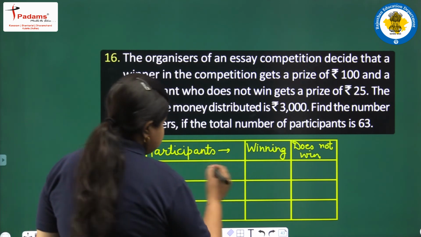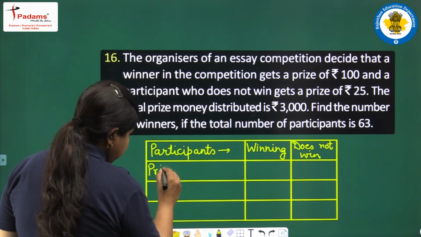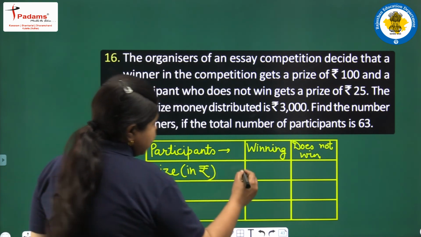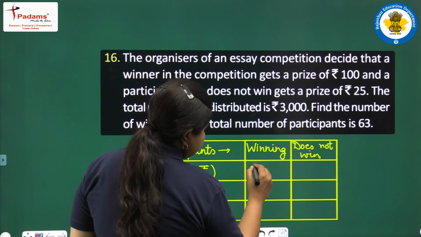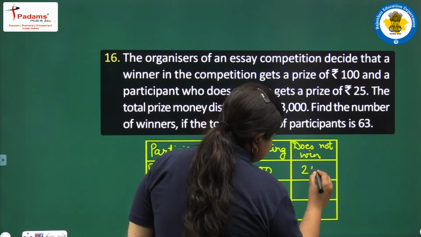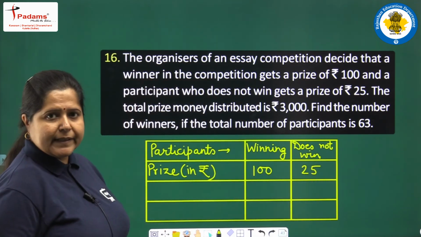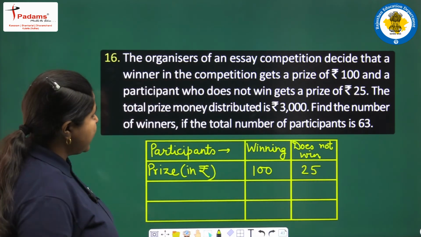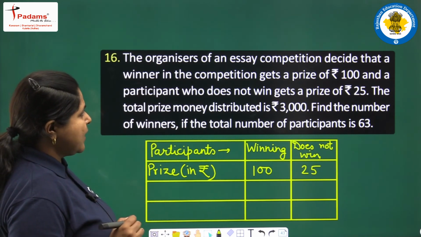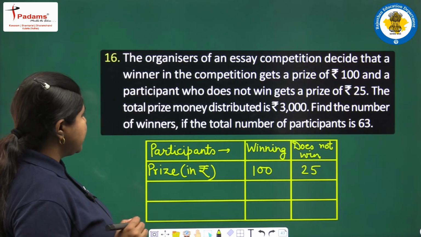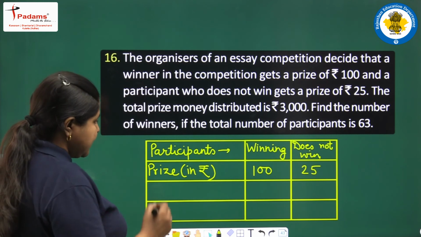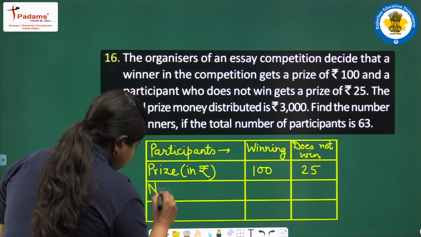Then the prize in rupees I am writing. For winning candidate is rupees 100, and for the person who is not able to win or who has not won will be rupees 25. The total prize money distributed is rupees 3000. Find the number of winners if the total number of participants is 63.